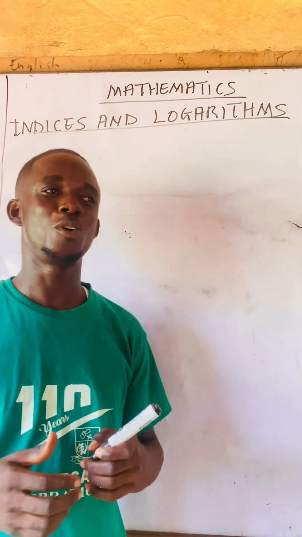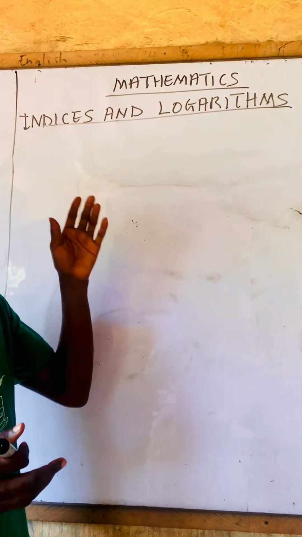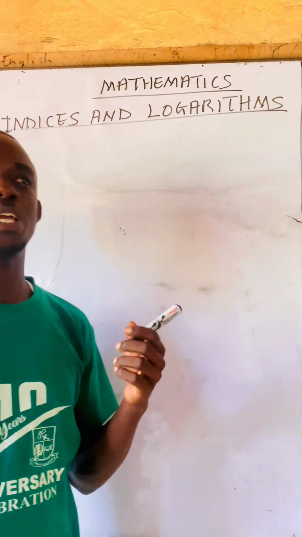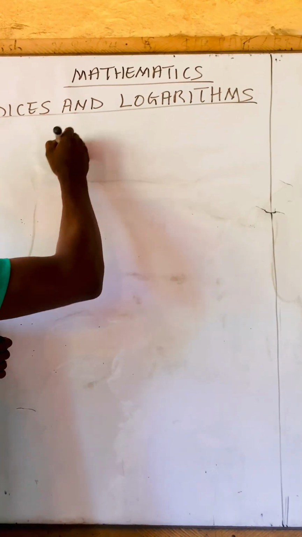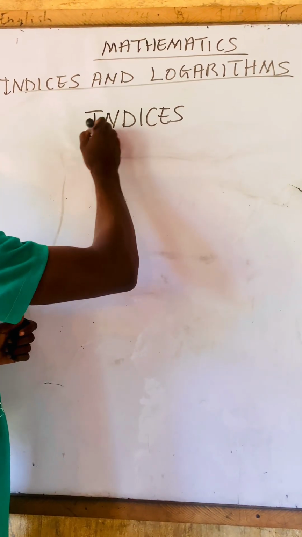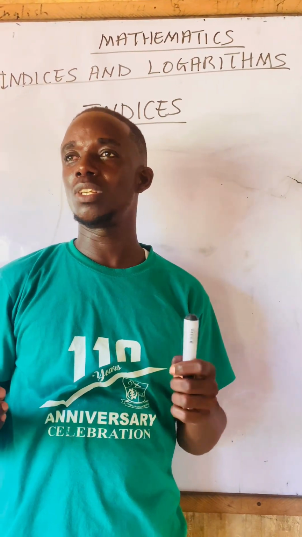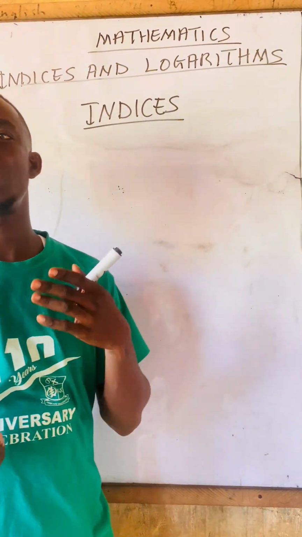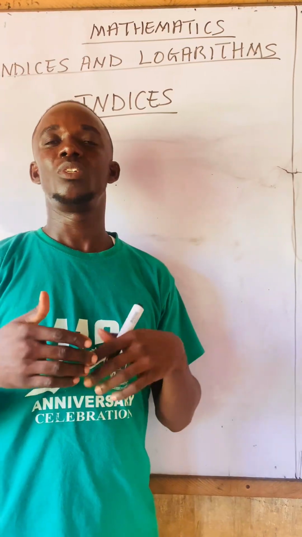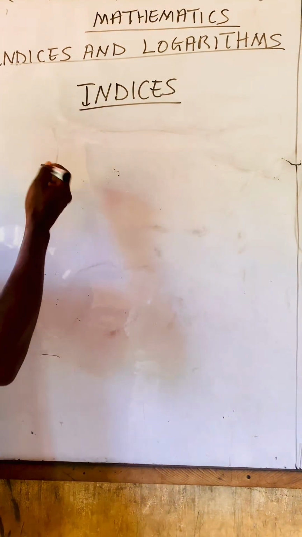Good day, folks. Today we are going to talk about indices and logarithm. But we are starting with what we call indices. Indices. Now, when we talk of indices, what does it mean? They are variables or numbers with exponents. So, indices are variables or numbers with what? Exponents.